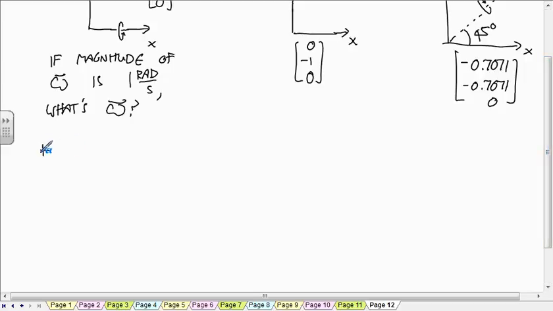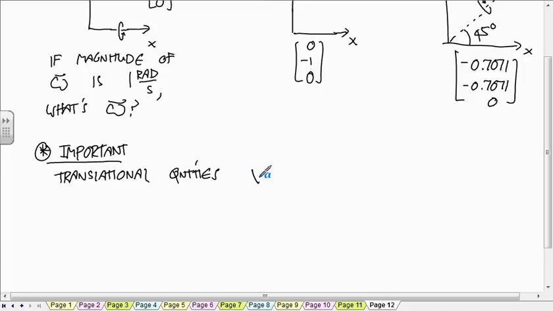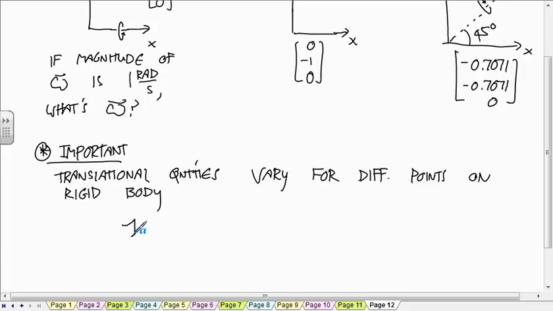One important distinction between these rotational quantities and the translational quantities is that those translational quantities, position, velocity, and acceleration, vary for different points on a rigid body. Like, for example, say, quantities.